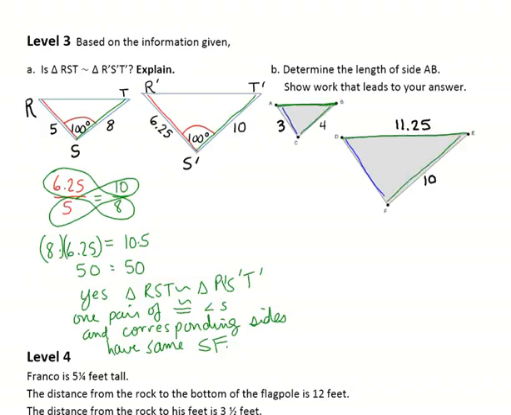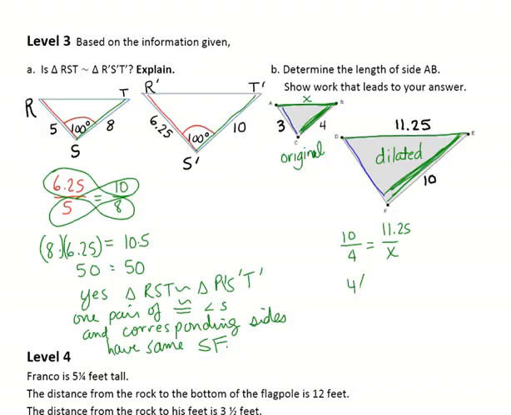I cannot use 3 and DF because the measurement for DF is not given, but I can use 4 and 10. So I'm going to call this my original triangle, and I'll call this my dilated triangle, and I'll set up a proportion. So I have the dilated length of 10 over 4, and on the other corresponding side I have the dilated length of 11.25 over x, and we'll let that side length be x. And then just solve your equation.